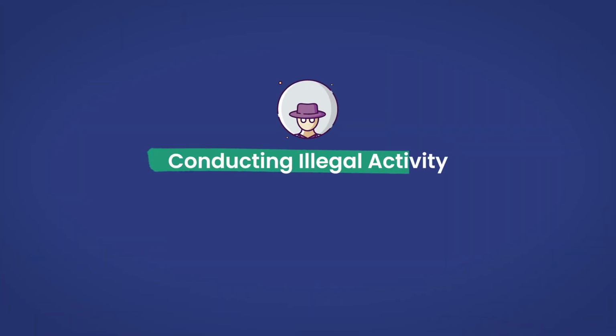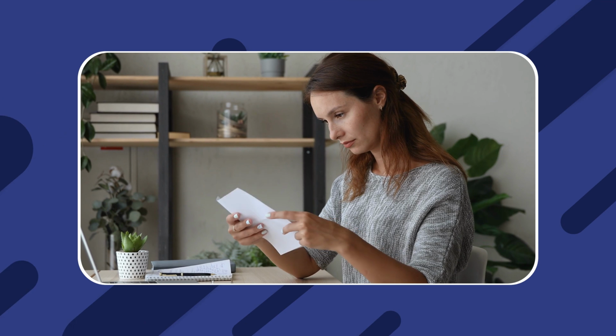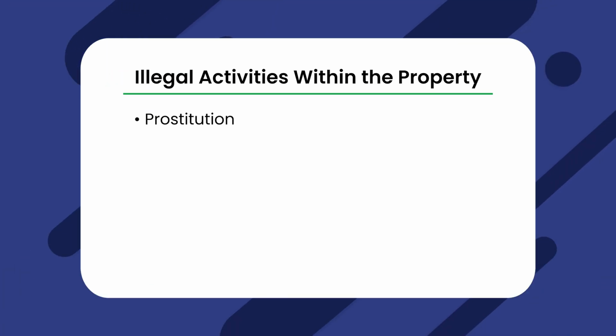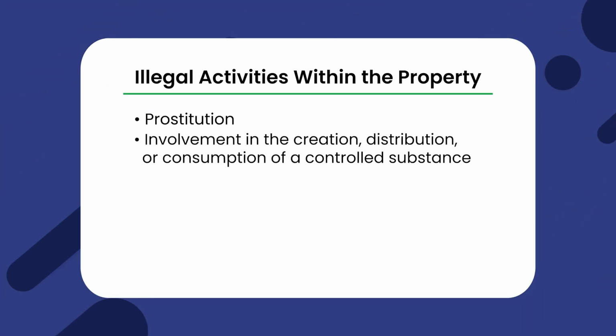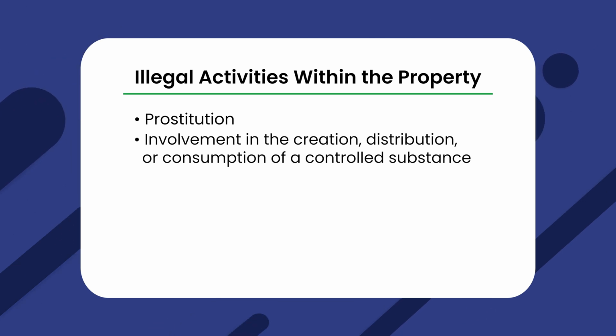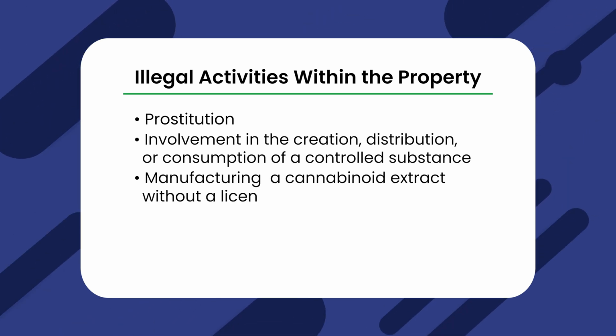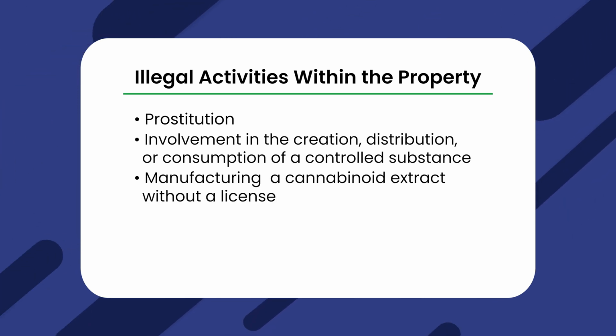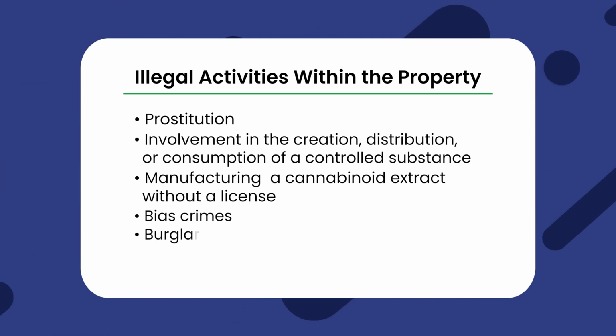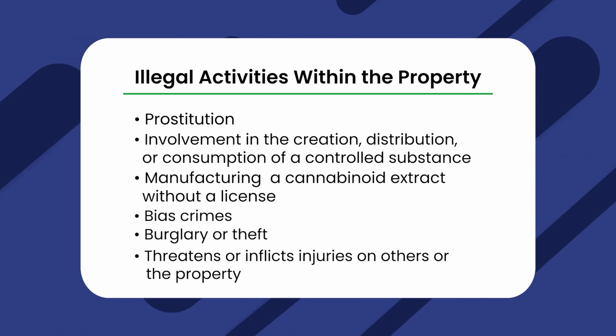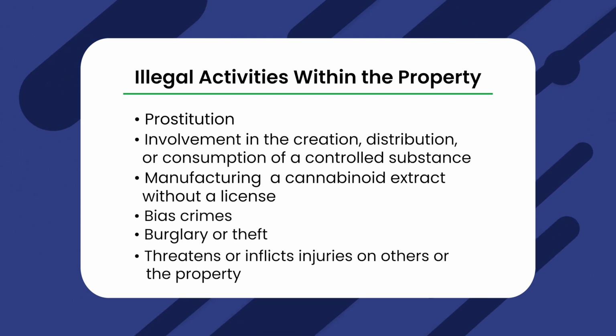Conducting illegal activity. In order to evict a tenant conducting illegal activity within the property, the landlord needs to issue an official written 24-hour notice to quit. Some examples of illegal activities Oregon recognizes are prostitution, involvement in the creation, distribution, or consumption of a controlled substance, manufacturing a cannabinoid extract without a license, biased crimes, burglary or theft, and threatening or inflicting injuries on others on the property.